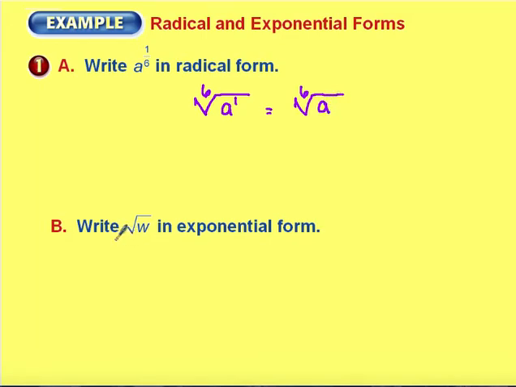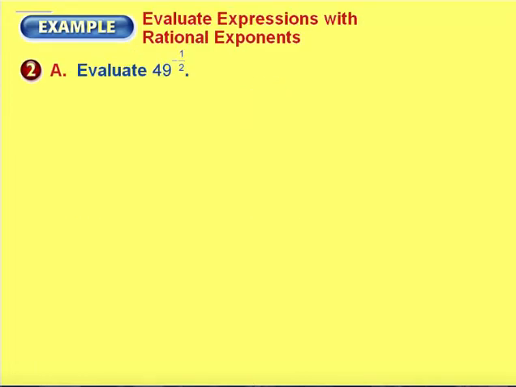Then let's work it the other way. Write the square root of w in exponential form. I've explained that if there is no index, we will assume that index is 2. If this is the square root of w and there's no power, we will assume that power is 1, and then I can write that as w to the 1/2 power, where 2 is my index and 1 is my power. This is going to help us simplify some operations a little bit easier as we move through our algebra.